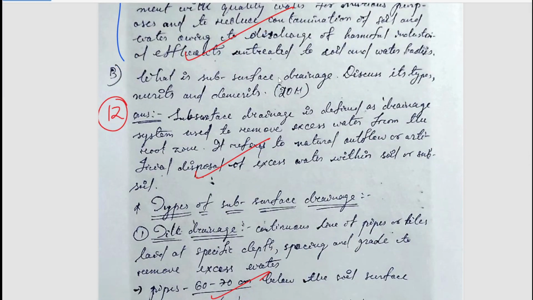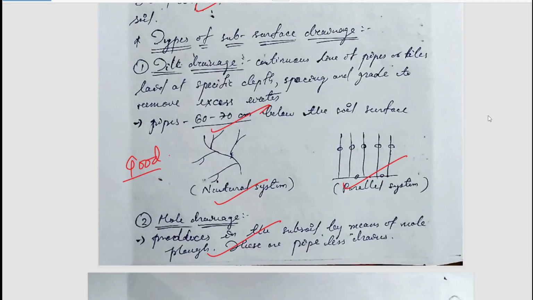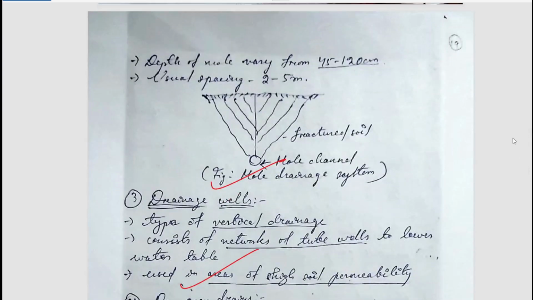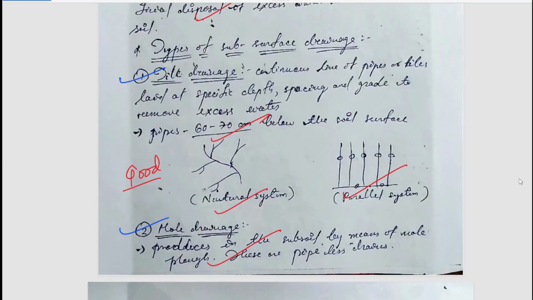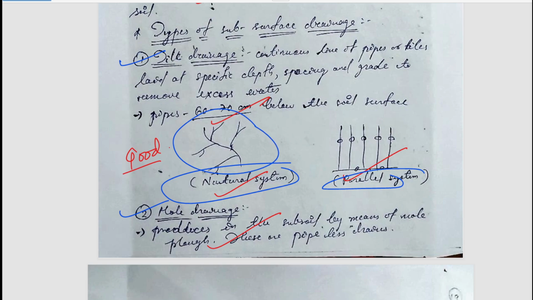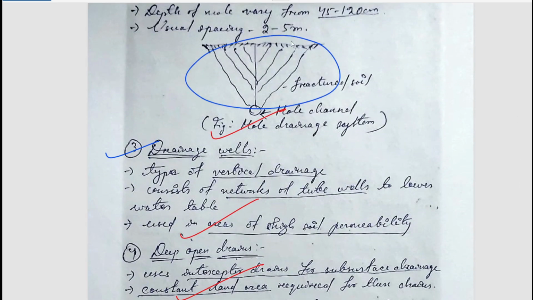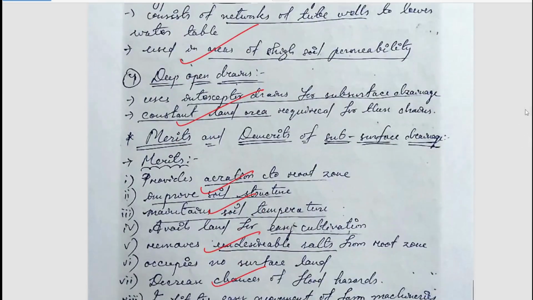The next question is, what is subsurface drainage? Discuss its types, merits and demerits. So what is subsurface drainage? Actually, it is of two types. Not two types, tile drainage, mole drainage. We have other drainage wells. So you can see diagrams have also been mentioned. Systems, it is a parallel system, it is a natural system. Dendritic system is also there. This is a kind of dendritic system only. So you can see it. Mole channel system. Again, we have deep ocean drains.